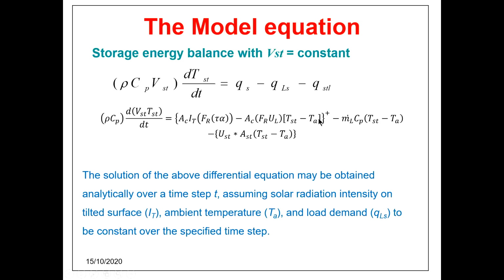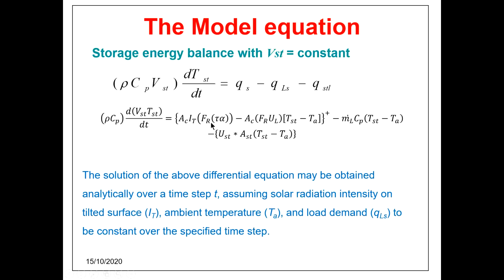It is not practically possible to gain negative energy, meaning energy will not be supplied from the storage tank to the solar collector. That would give us an absurd condition. So to avoid that absurd condition, we have inserted this condition into the equation, that only positive values of this expression are considered. This is the load, ml dot Cp (TST minus TA), and then this is the storage loss, as we have discussed earlier.